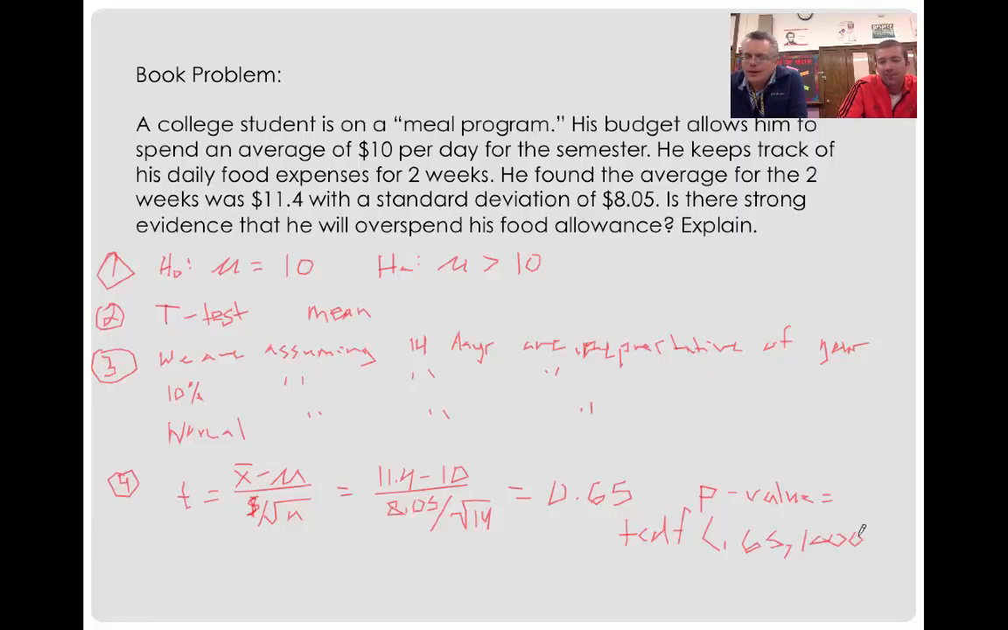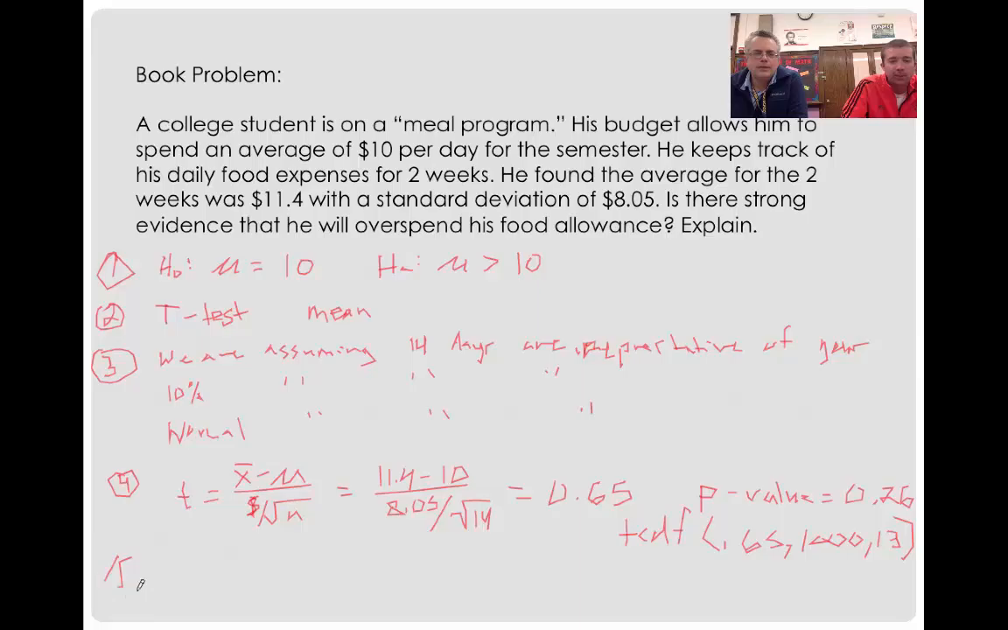And then the degrees of freedom was 13, n minus 1. Okay, I paste it, and the p-value is 0.263. There's a 26.3% chance. Is that shockingly unusual? No, not at all. That is very normal, very usual. So there's no real reason to change our minds that he's spending more than $10 on average.